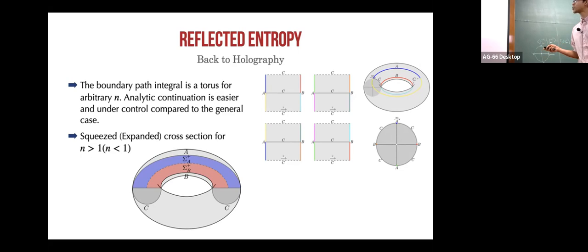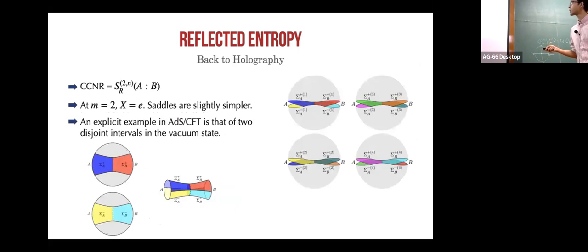You still have this squeezed version of the cross section, which meets at some angle. So something like this, where there's a cross section, but there's some pinching of the cross section, which gives you some angle at that point. So this is one example in holography where you can compute and check that it's exactly the tri-way cut.